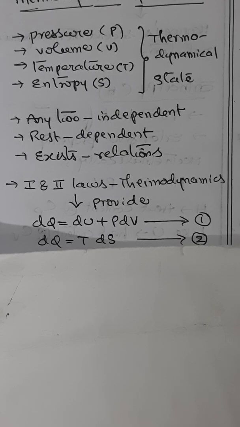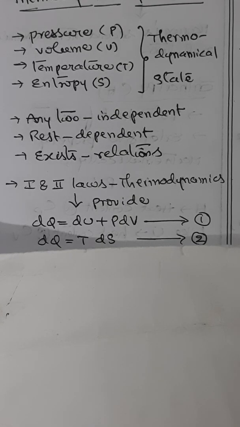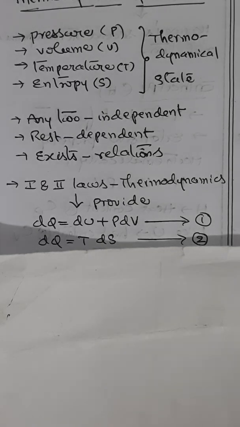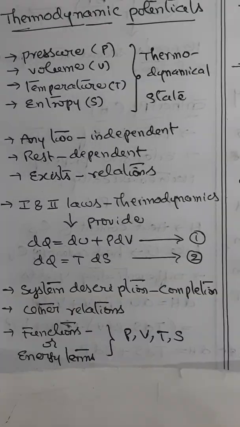So for the complete description of the system, we require certain other relations apart from these variables. For this purpose, we use certain energy terms or some functions of these variables, which are known as thermodynamical potentials.